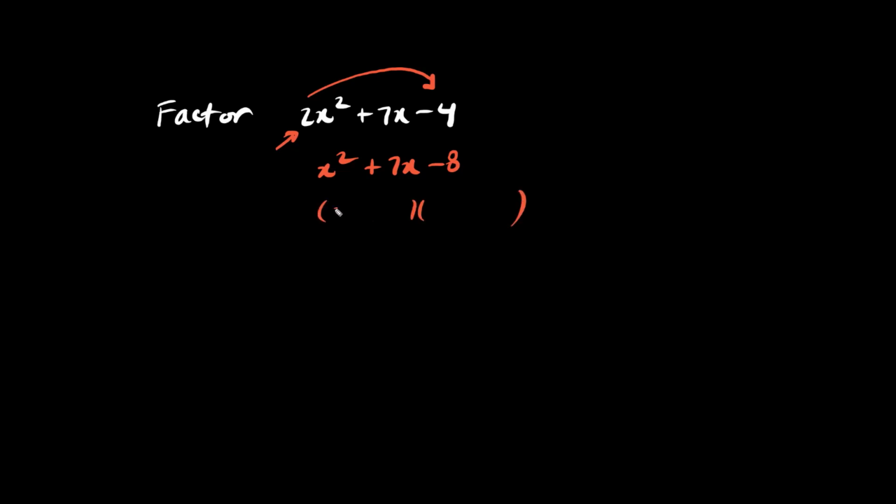We factor normally. X times x is x squared. And what times what is -8? Let's try 8 and 1. And let's try plus and minus. And indeed, these multiply to be -8, but add to be 7. So we're on the right track.